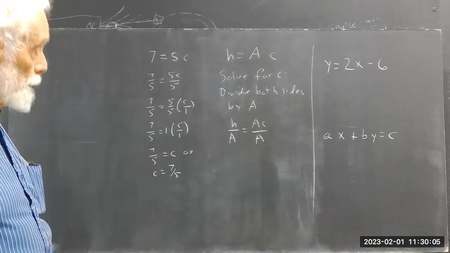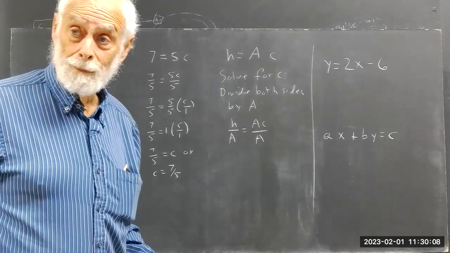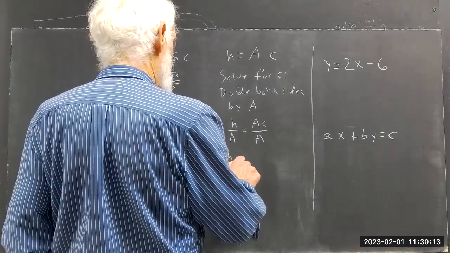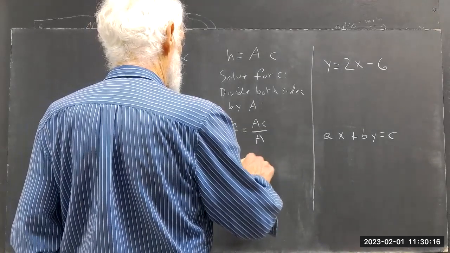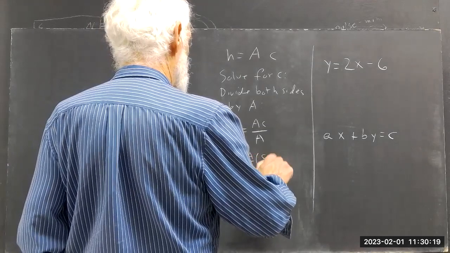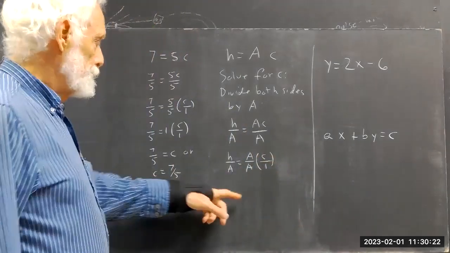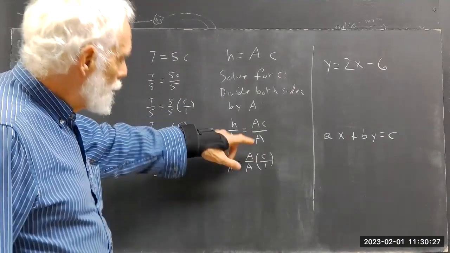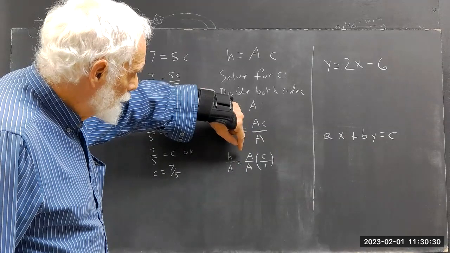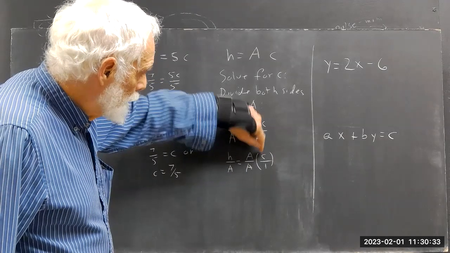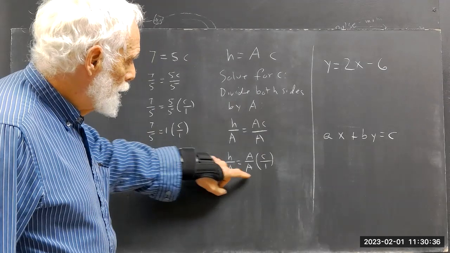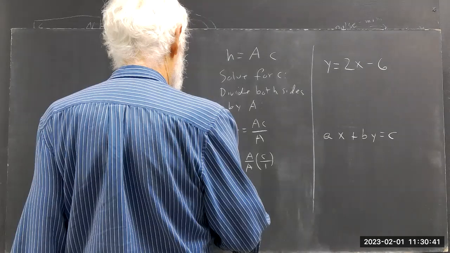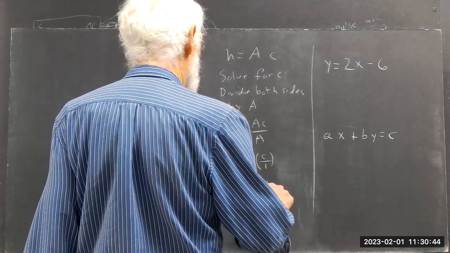Well, that's with numbers. Now, if you got letters, well, you do exactly the same operations. Okay, you got H over A. You got A over A times C over 1. This is the same thing as this, because this gives you A times C, which is the numerator, and A times 1, which is the denominator. It works. So H over A equals 1 times C over 1.